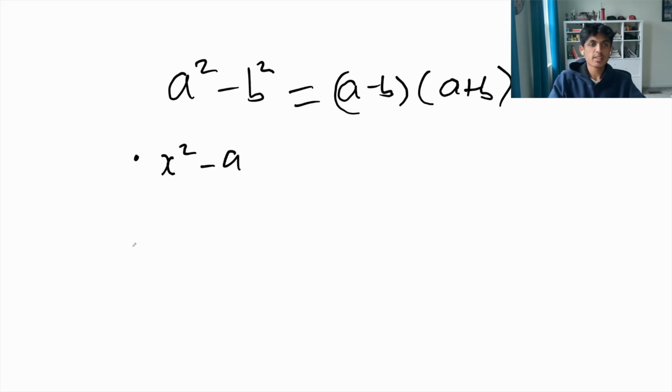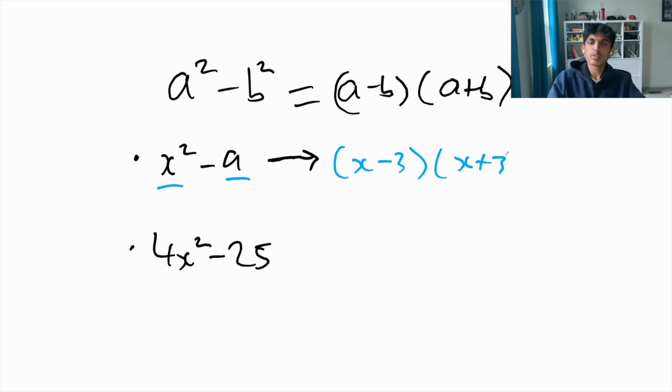So x squared minus 9 and 4x squared minus 25. The way we usually approach these problems is we see we have a perfect square here and a perfect square here, and so we can recognize this difference of squares pattern, and then we just rewrite it as x minus 3 times x plus 3. Now for here, we can also notice that these two are perfect squares, 2x and 5, and so we can just go like this.